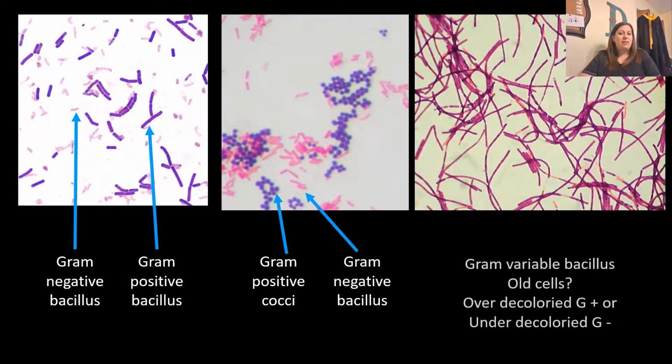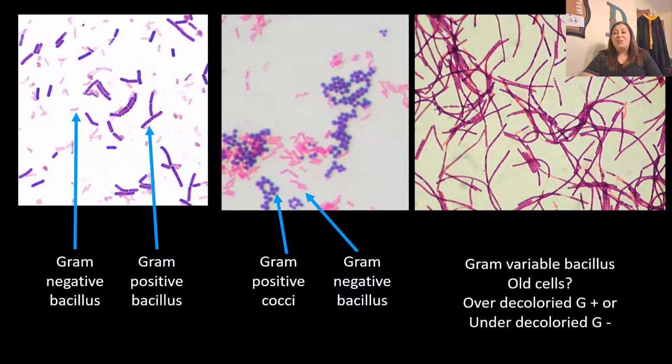Now, what about this last one? This last one's hard because you see some areas that are purple, you see some areas that are pink, and you see some areas that are kind of in between the two. This could be a gram variable bacillus. Okay, it could be. There are some of them out there. Gram staining doesn't work the same all the time, and some bacteria have some exceptions to how gram stains work.